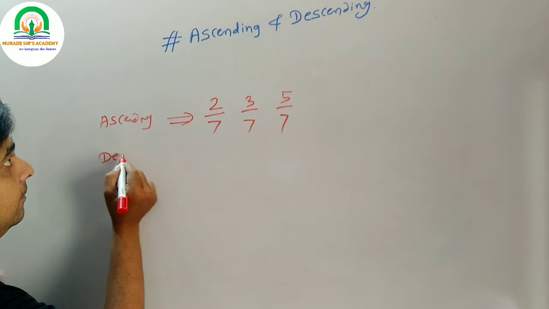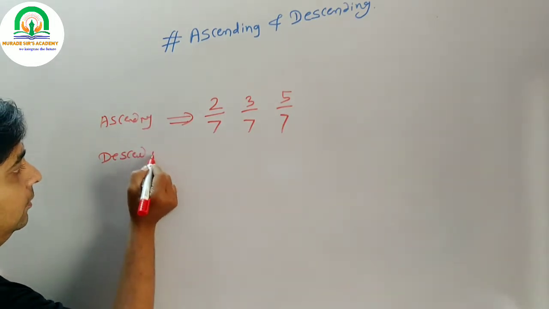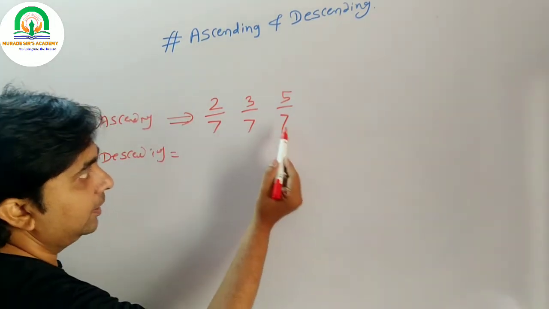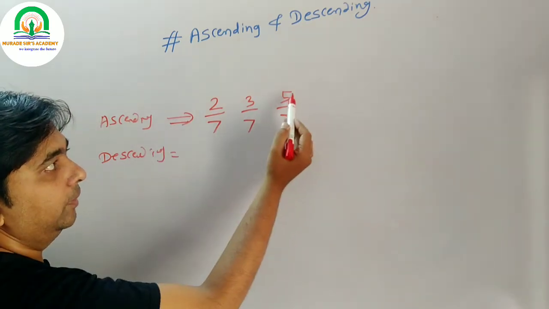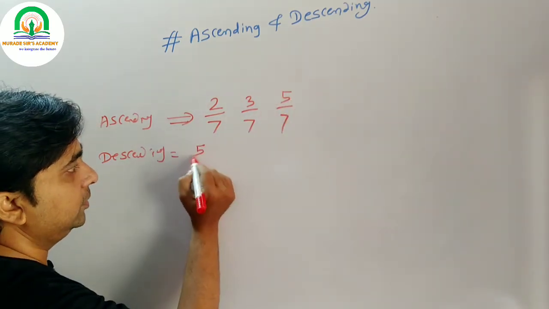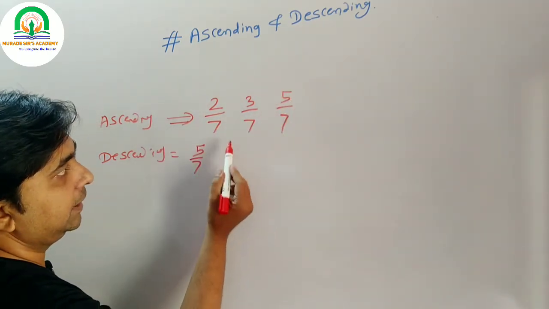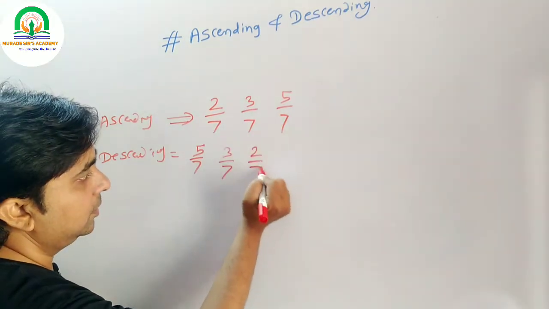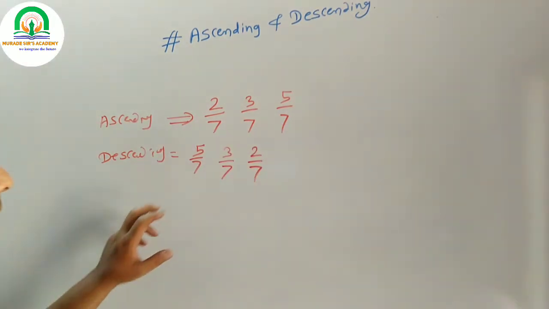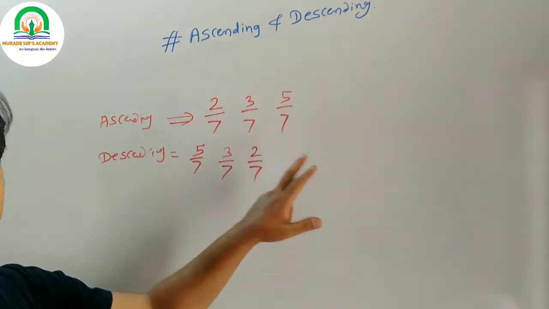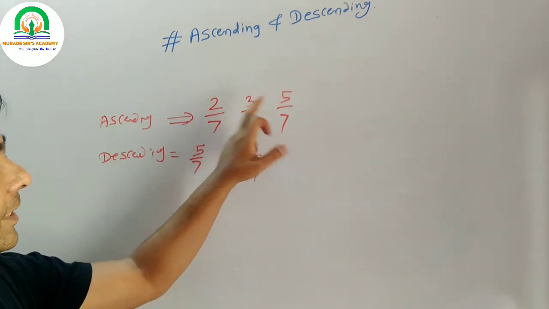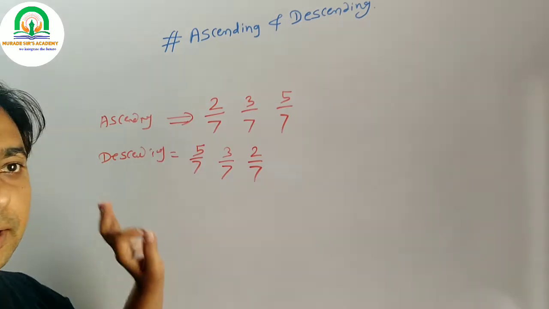And descending: first is the greatest number. If the denominator is the same, the greatest number means the greatest numerator, 5 upon 7. Then who is the greatest? 3 upon 7 and last 2 upon 7. Okay. If the denominator values are the same, the numerator value decides which is greater or less.